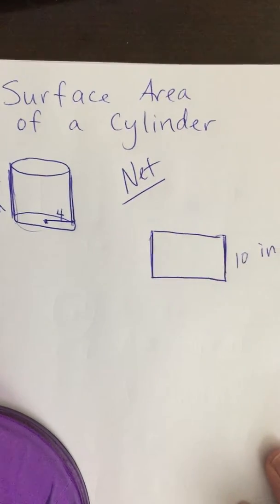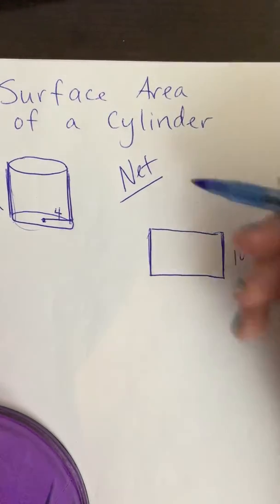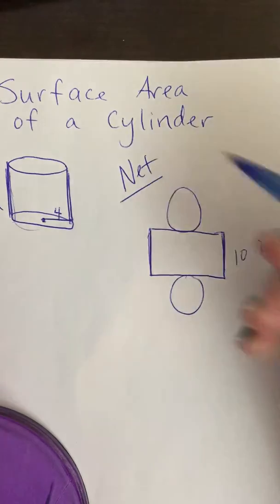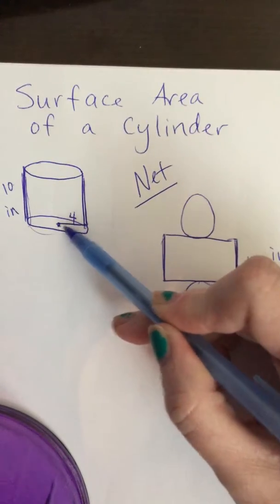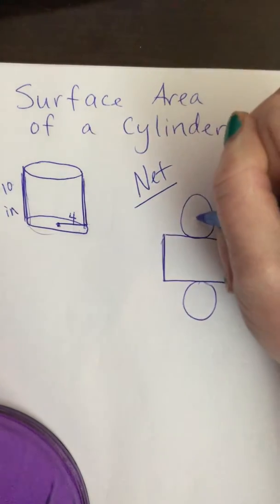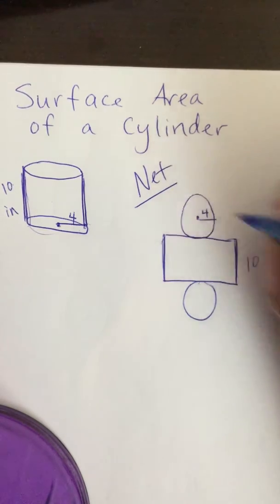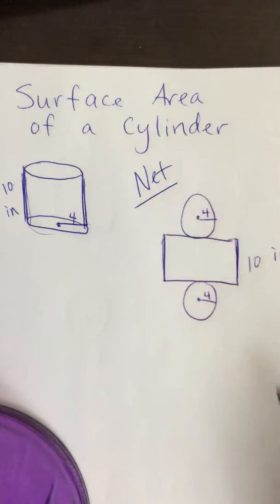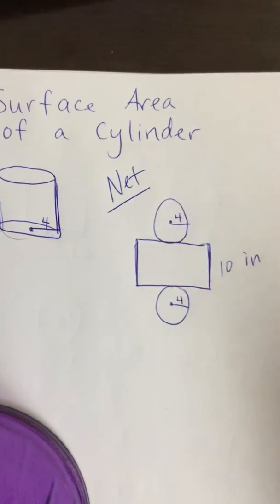Okay, that's very helpful. All right, now on the top and the bottom, we're going to have circles. And here's the circle. It has a radius of 4. So these are both identical because on a Coke can or whatever you have, the top and the bottom have to match. Otherwise, it won't close up properly. And that's it.